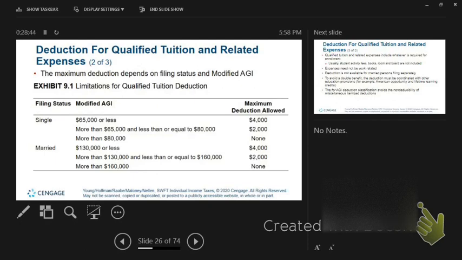All right, so deductions for qualified tuition is if you're single, you have to make less than $65,000. Married is less than 80.